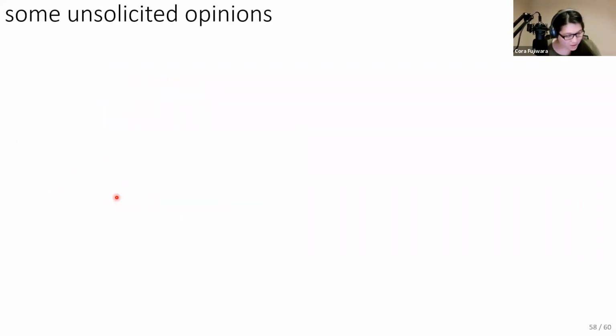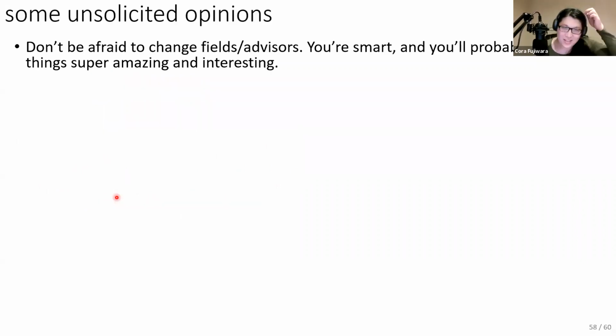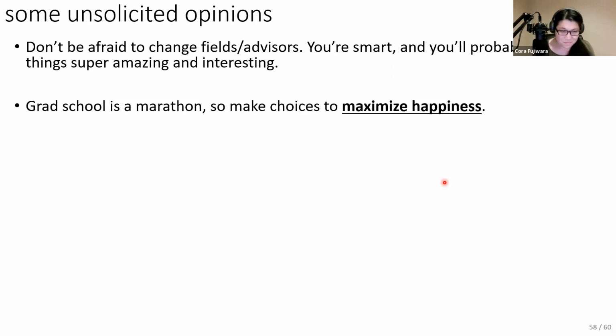So I think I'll just sort of give some other unsolicited opinions, if that's okay. If I had to give any sort of tips to aspiring undergrads who want to go into a PhD in physics, one of the first things I'd say is don't be afraid to change fields or advisors. You all here are really smart, and I'm sure you'll find many things interesting and amazing to work on. I know that basically whenever I hear someone give a talk, I'm like, oh, that's so awesome. I wish I could do that. But you don't really have the time to do all those things.